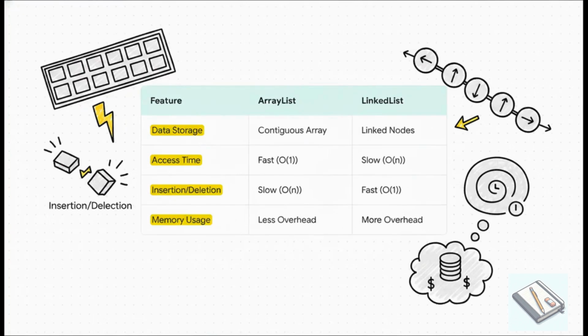Let's just lay it all out side by side. For data storage, ArrayList uses that contiguous array, while LinkedList uses those linked nodes. This gives ArrayList blazing fast O(1) access time, but makes its insertions and deletions in the middle slow at O(n). LinkedList is the exact opposite. It is fast O(1) insertions and deletions, but that access time is slow at O(n). And one more thing to remember, memory. LinkedList has more overhead because every single node has to store those extra pointers.